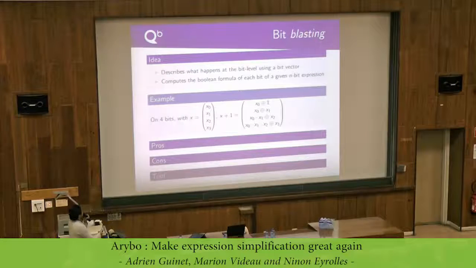So this is the example. For example, you have your 4-bit variable, and you want to compute the addition with 1, the arithmetic addition. And in the Boolean world, it gives this formula for every bit.